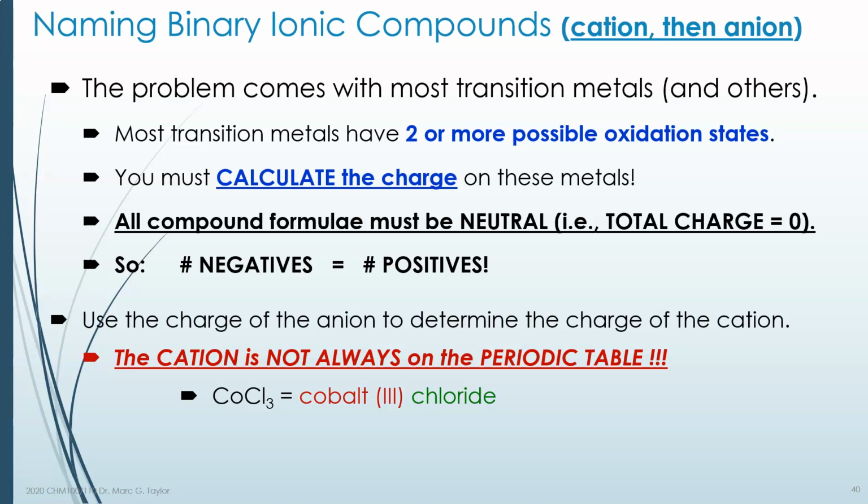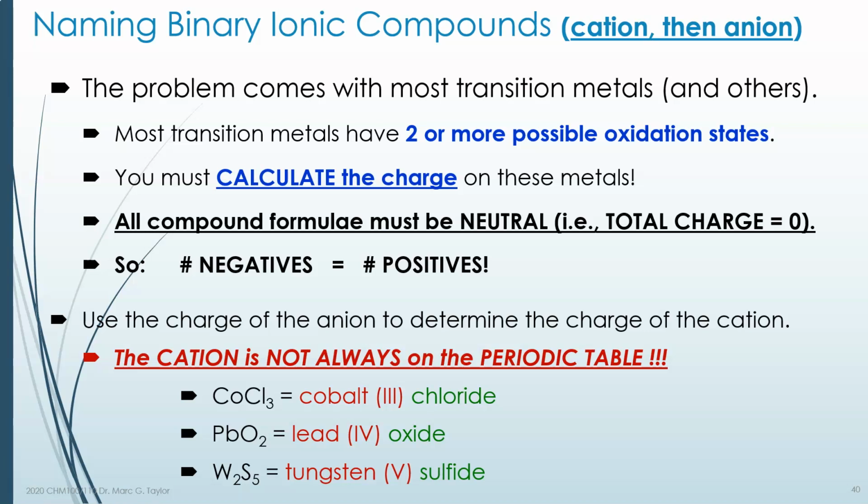For instance, cobalt-3 chloride. Now, we don't know the name initially. We just know the formula CoCl3. Well, we know each chloride is -1, and we have 3 of them. So that's a total of -3 charges, which means we need to have +3 charges to balance it. Well, there's only one cobalt, so it must be cobalt +3, and we would write it as cobalt-3 as the cation and chloride as the anion. Lead-4 oxide, PbO2. Lead is +4 because each oxygen is -2. 2 times 2 is 4 negative charges from the oxygens, and therefore we must have 4 positive charges from the lead.